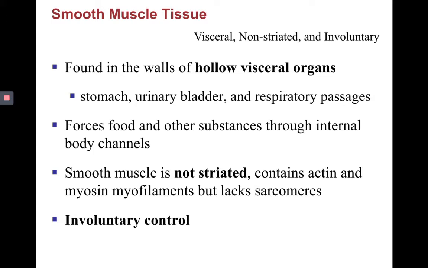So keep in mind that when you think about smooth muscle, you should think visceral, because it's found in the walls of hollow organs, non-striated, hence its name, and involuntary contraction, along with cardiac muscle, meaning they are both under autonomic nervous system control.